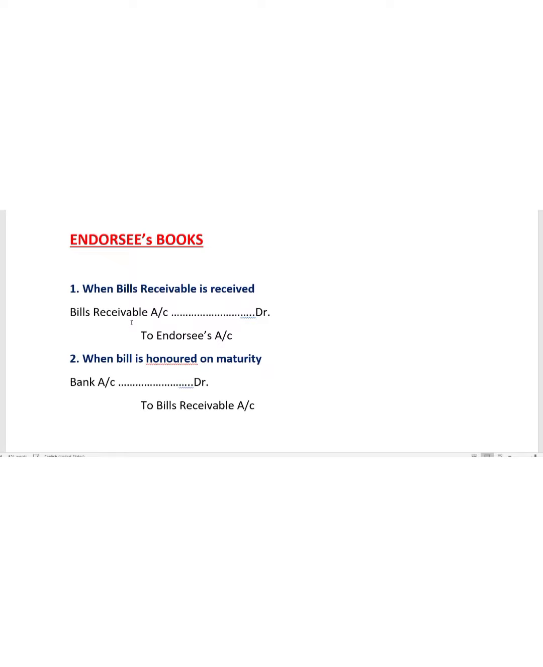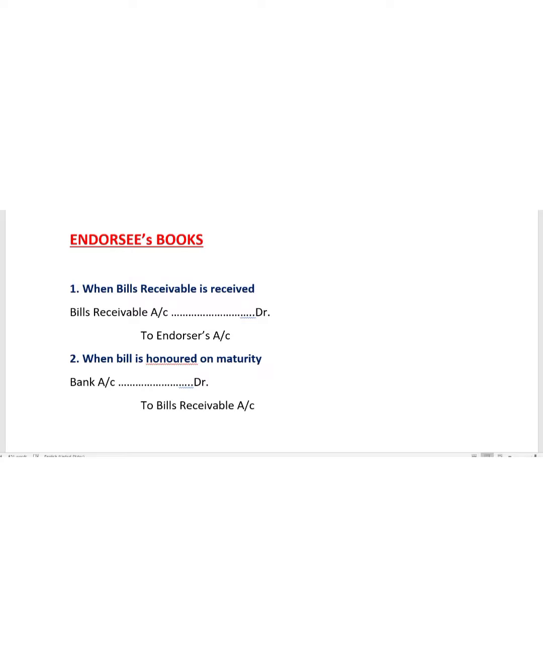Next, endorsee's book, means the person who is receiving the bill of exchange, the endorsee. When he is receiving the bill, what entry will pass in his book? Bills receivable account debit to endorser's account. Here it will not be endorsee, it will be endorser's account, means who is giving the bill. Endorsee is the person who is receiving the bill. So when he is receiving the bill, bills receivable account debit, to whom? The one who is giving the bill, the endorser, to endorser's account.